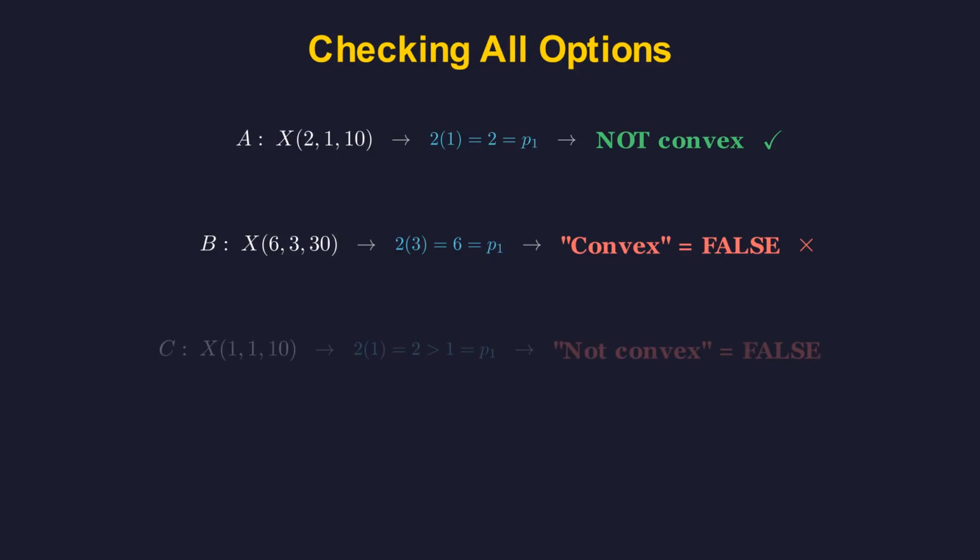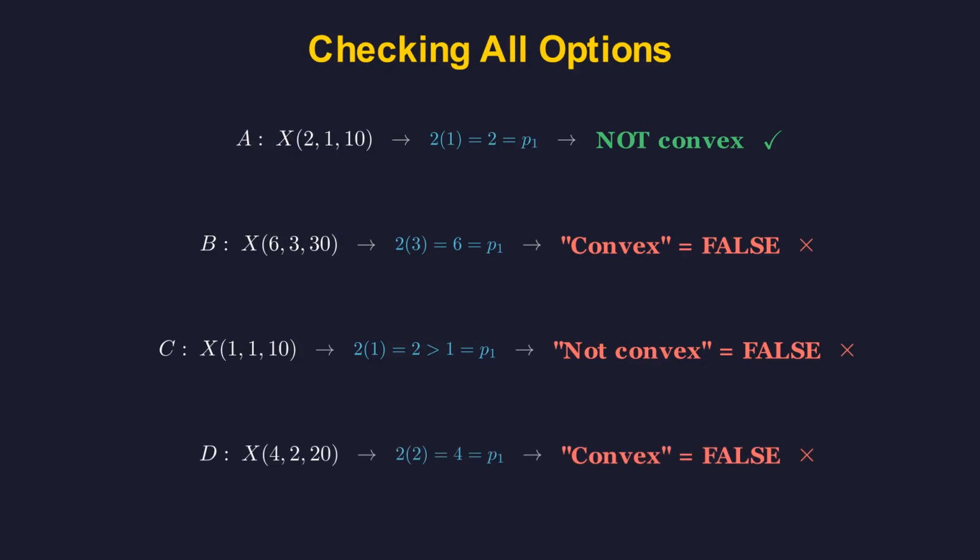Not convex. But the statement says convex. False. Option C. P1 is 1. P2 is 1. 2P2 equals 2 which is greater than 1. Only the x1 corner is optimal. 1 point is always convex. Statement says not convex. False.